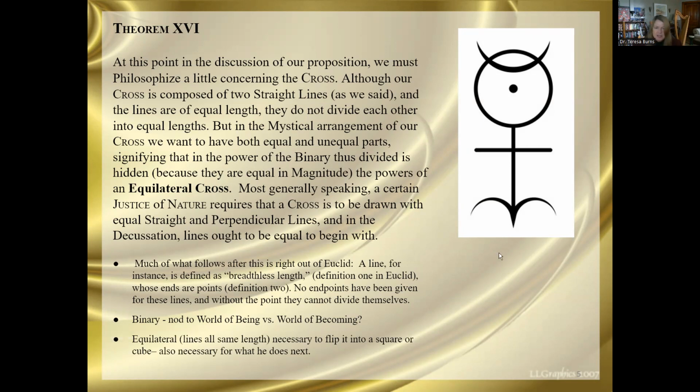Okay, when he talks about the equilateral cross down here, he's going to mean all lines being the same. We'll talk about some other reasons why throughout the discussion of this theorem, but let me just give you a very practical reason. For him to do all this flipping of stuff that he's done already, for him to flip this rectilinear cross into a square, to flip the square into a hexahedron, he's going to need to have it be equilateral perpendicular lines.